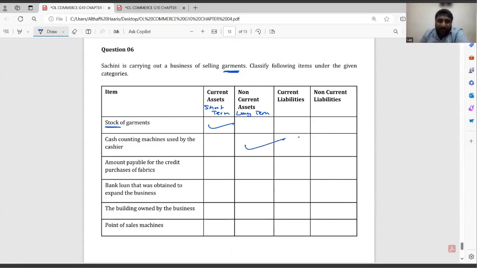Next one. Payable to the creditors. Creditors, payable. We have to pay as soon as possible. I can't tell them I'll pay in another 10-15 years. I have to pay quickly. Current liability. Bank loan is normally long term. For the banks, I can tell them I'll pay after 5 years, 10 years, long term. Building. Business building. Is it a building for only 2-3 months or 10-15-100 years? Long term.